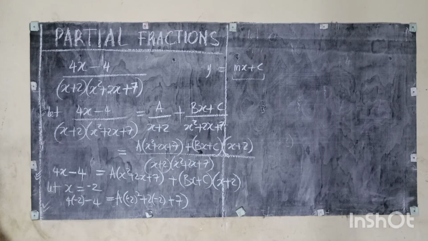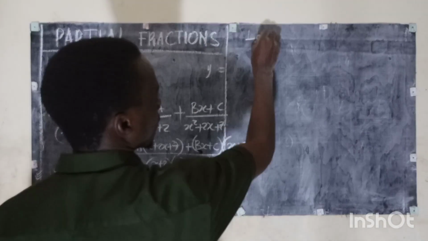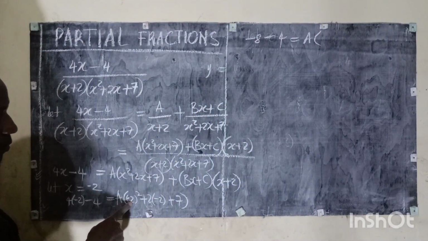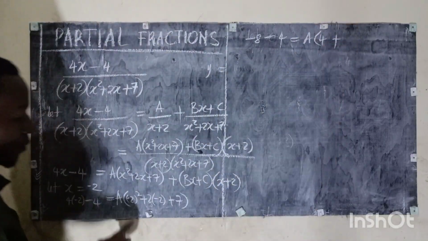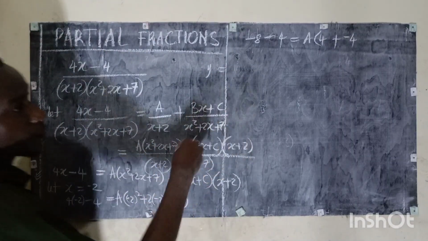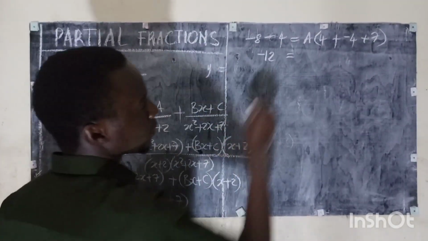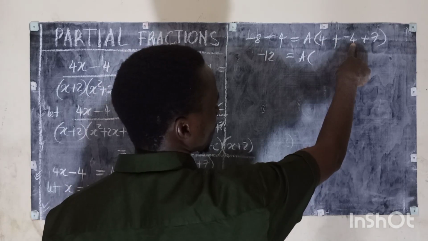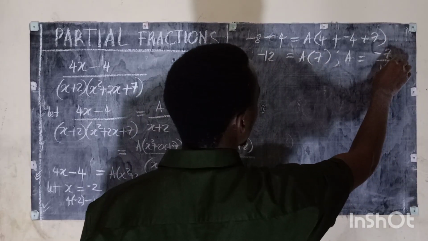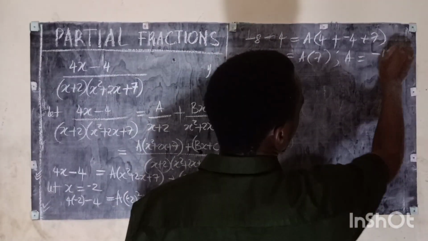So this is negative 8 minus 4. Negative 8 minus 4 is equal to a into, this is negative 2 squared, that is a 4, plus this is a negative 4, 2 into negative 2 is a negative 4, then plus a 7, implying that this is negative 12 into a into, this is a 0, so we remain with a 7, implying that our a is negative 12 over, divide both sides by 7, so our a is negative 12 over 7.